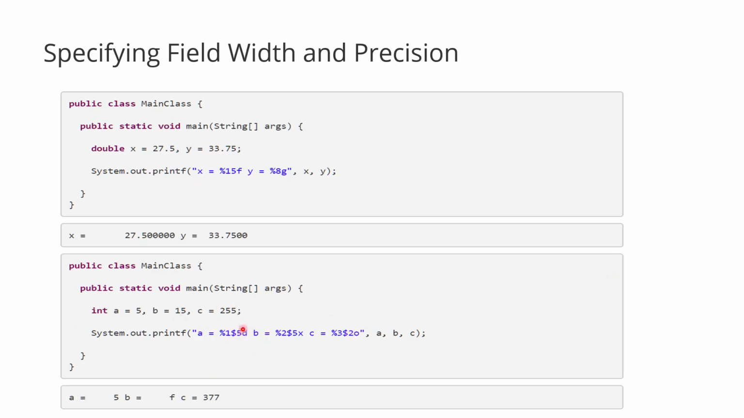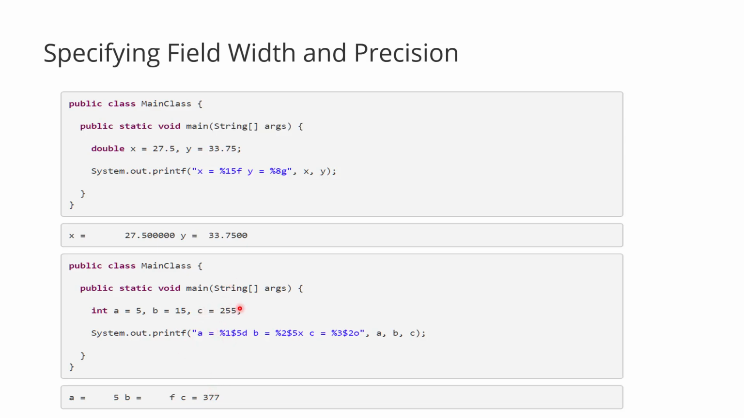And we can also see here the decimal representation, the hexadecimal representation, and the octal representation. So again, here we have a class with our main method, and we're declaring and valuing these integers. If we take a look down here, a equals 5, that looks right because that is being formatted as a decimal. However, b equals f. So we see b is 15, but f, because f is the hexadecimal character for 15.